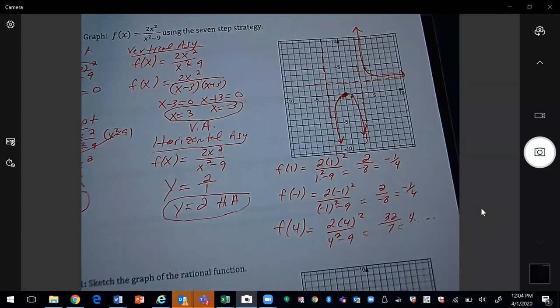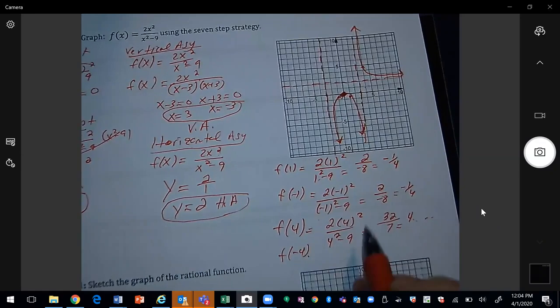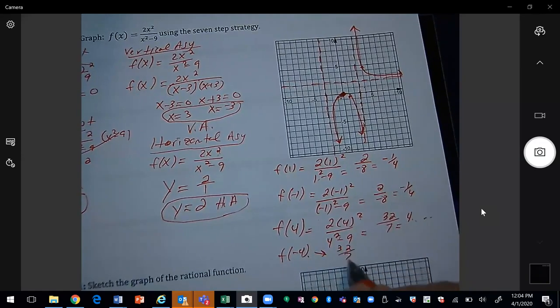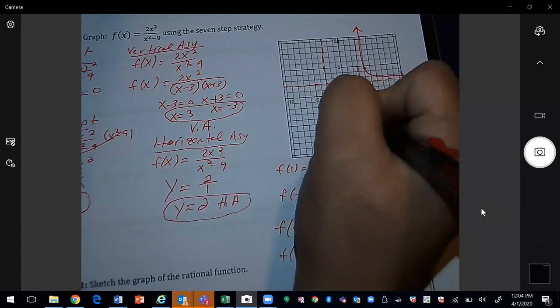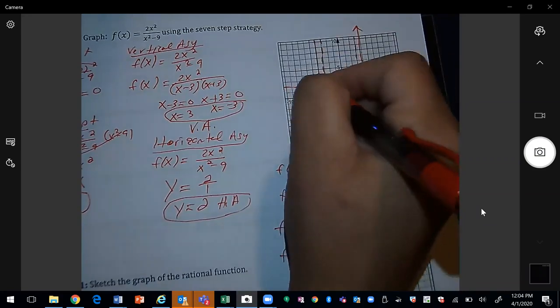And then we can check on the other side, f of -4. Since it's being squared, you're going to get the same answer here. This one is still the same, 32/7. So this will go down this way.